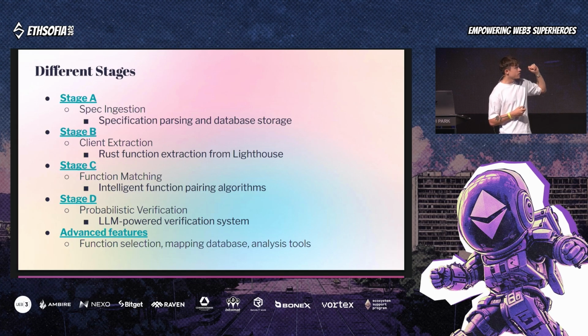So the first stage is spec ingestion, where we want to parse the specification and load it into a database. The second stage is client extraction. We use Lighthouse because it's the most used client on the consensus side. It currently has, I think, a 41% share. We want to do some function extraction from Lighthouse and extract all the functions being used within the code of this consensus client.